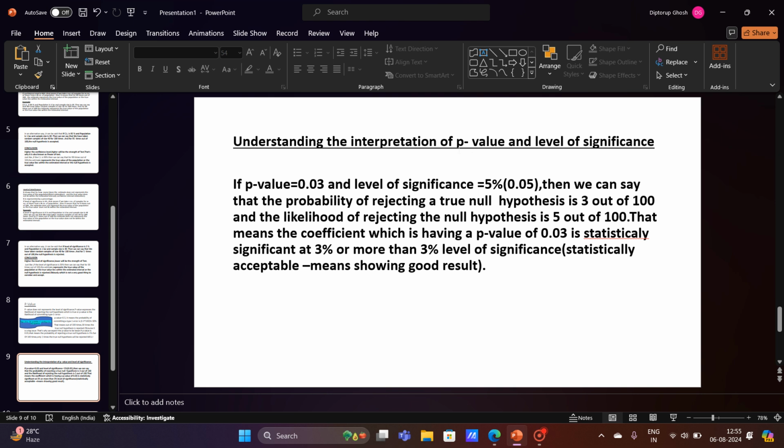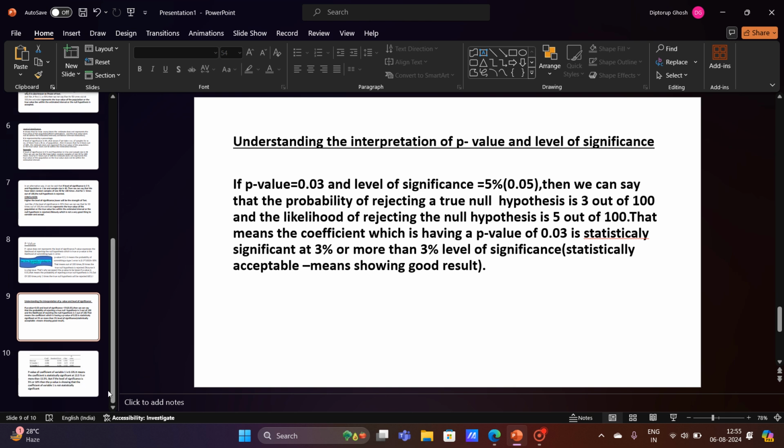Now we are going to understand the interpretation of p-value and level of significance. If p-value is 0.03 and level of significance is 5%, that is 0.05, we can say that the probability of rejecting a true null hypothesis is 3 out of 100, and the probability of rejecting a null hypothesis is 5 out of 100. That means the coefficient having a p-value of 0.03 is statistically significant at 3% or more than 3% level of significance. What does statistically significant mean? Statistically significant means statistically acceptable, showing a good result. Let me show it by an example.